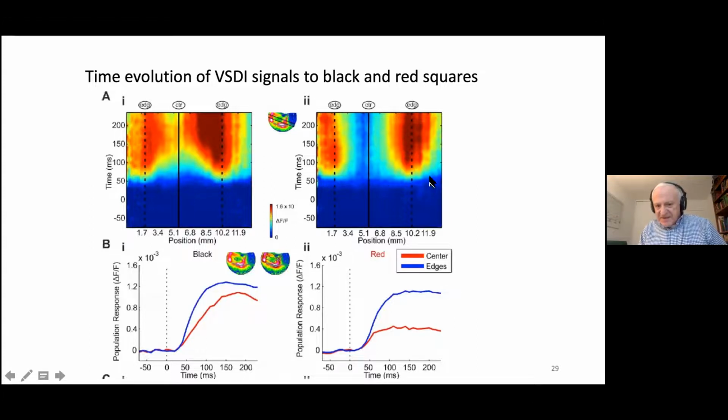This position along here is position along this slice through the voltage sensitive dye image. So this is the center of the square. These are the two edges. And this is time progressing. And what you see is that there's a big response on the edges. This is one edge, and this is the other edge. And in the center, there's a minimal response all the way during the time that the stimulus is on.